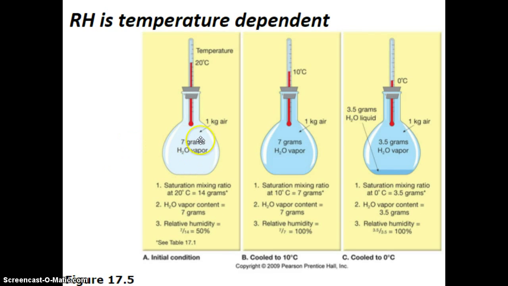In this picture, I have 7 grams of water vapor at 20 degrees C. Here I'm going to be changing the temperature. So at 20 degrees C, it has a capacity of 14 grams. So therefore my relative humidity is 50%. If I cool it 10 degrees, 7 grams is the capacity at 10 degrees C. So it's a 100% relative humidity. And if I cool it even further, 10 degrees, it can only contain, 0 degrees C, can hold 3.5 grams of water vapor, and this would be at a relative humidity of 100%.